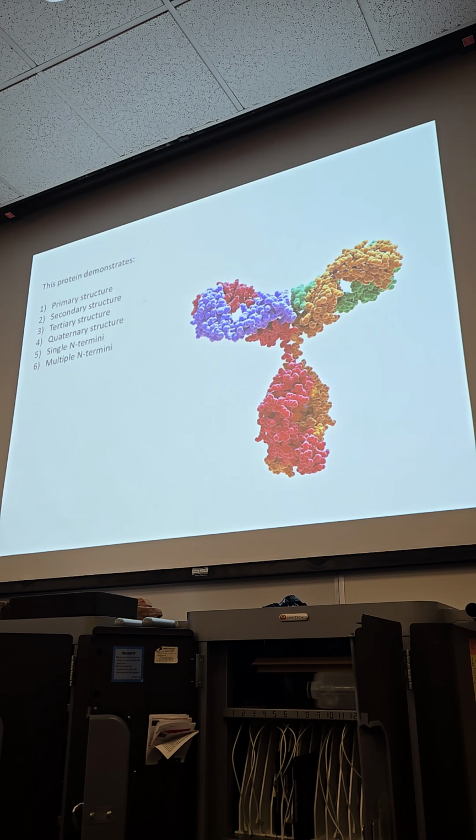I picked primary, secondary, I picked everything but 5. I picked everything but D and E. I don't know about quaternary. Well, I think this is multiple polypeptides, so it has quaternary structure. Okay.